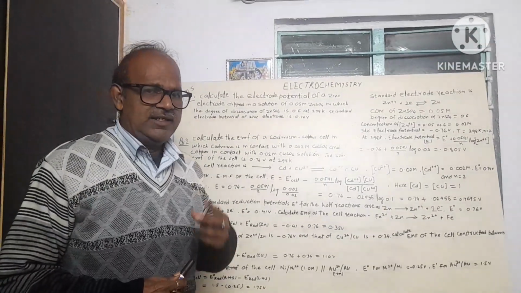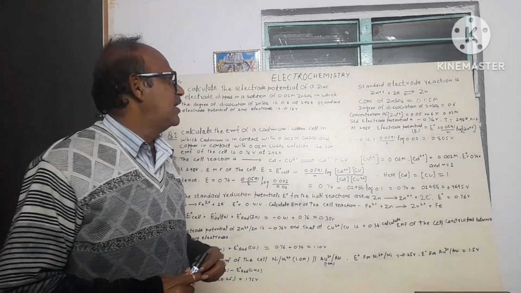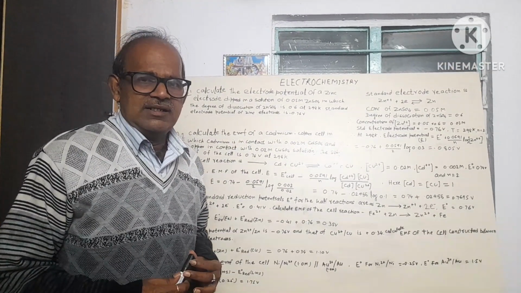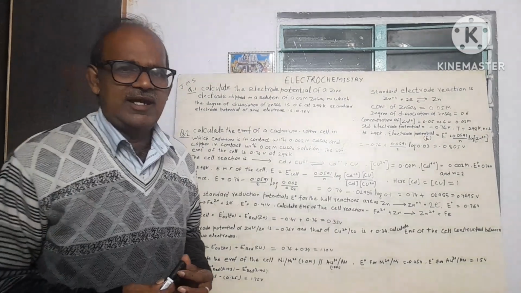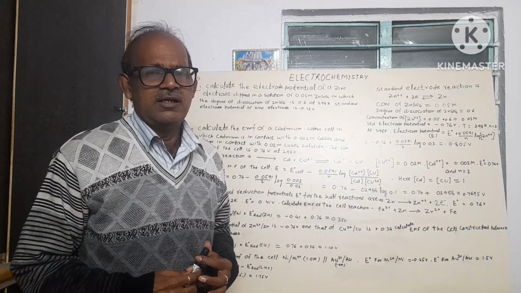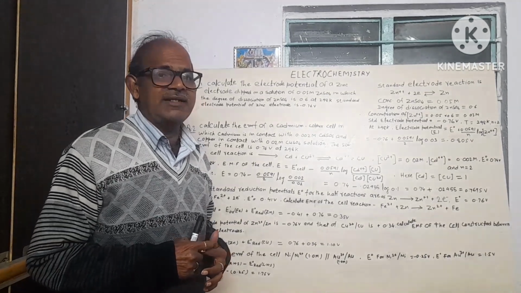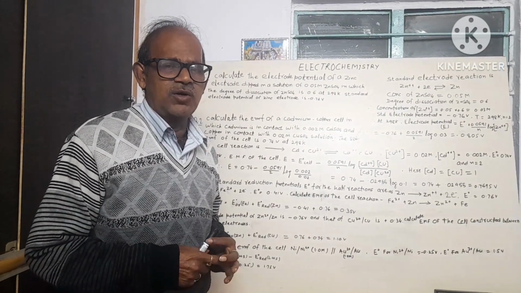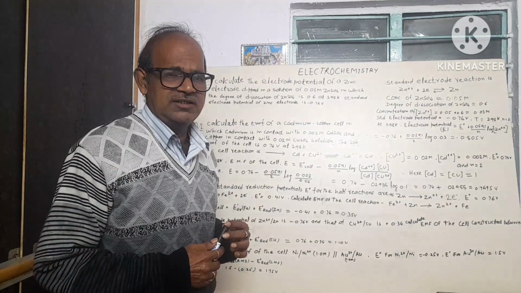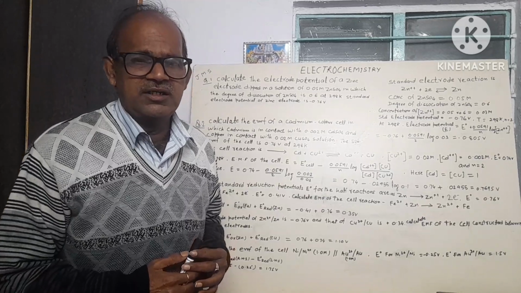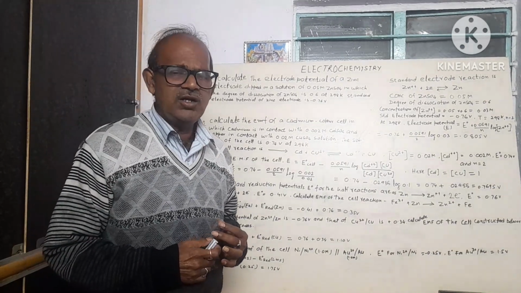Then here you will find two types of cell, which come under the electrochemical cells. First is the galvanic cell or voltaic cell. The second type is the electrolytic cell. In a galvanic cell or voltaic cell, chemical energy is converted to electrical energy. A cell is a device to convert chemical energy into electrical energy, and this is done through the galvanic or voltaic cell.